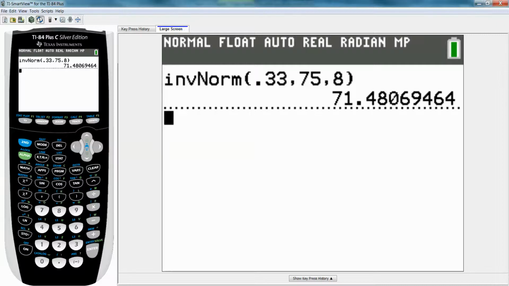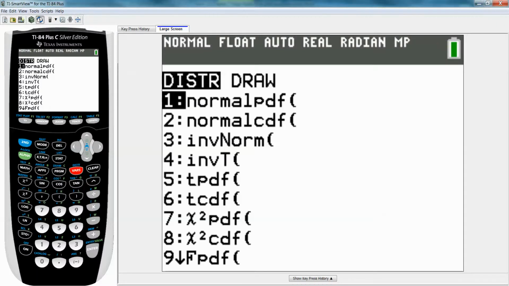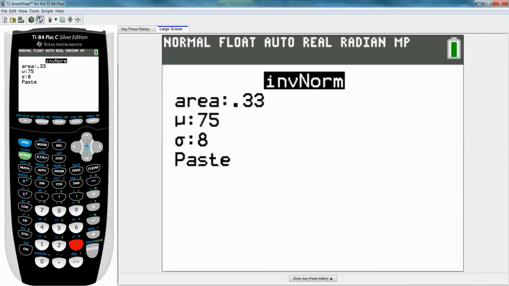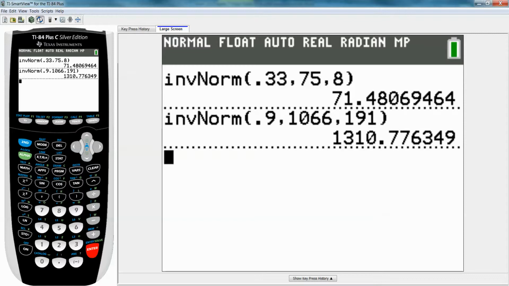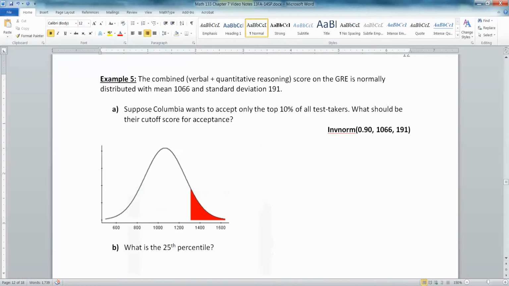So you go inverse norm, number 3, there we go. And then you say 0.9, 1066, 191, paste, enter. And there it is. They'll only look at you if you have a score over 1311. Right? It's technically 1310.7, but that's impossible on a test like that, so we'd round it.